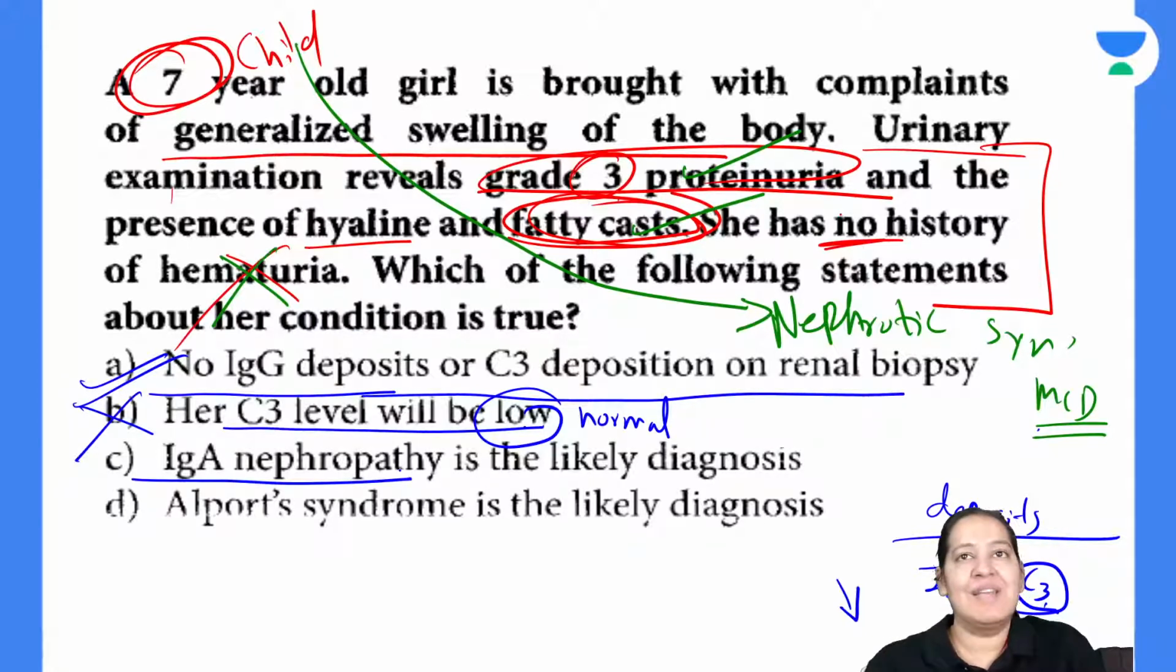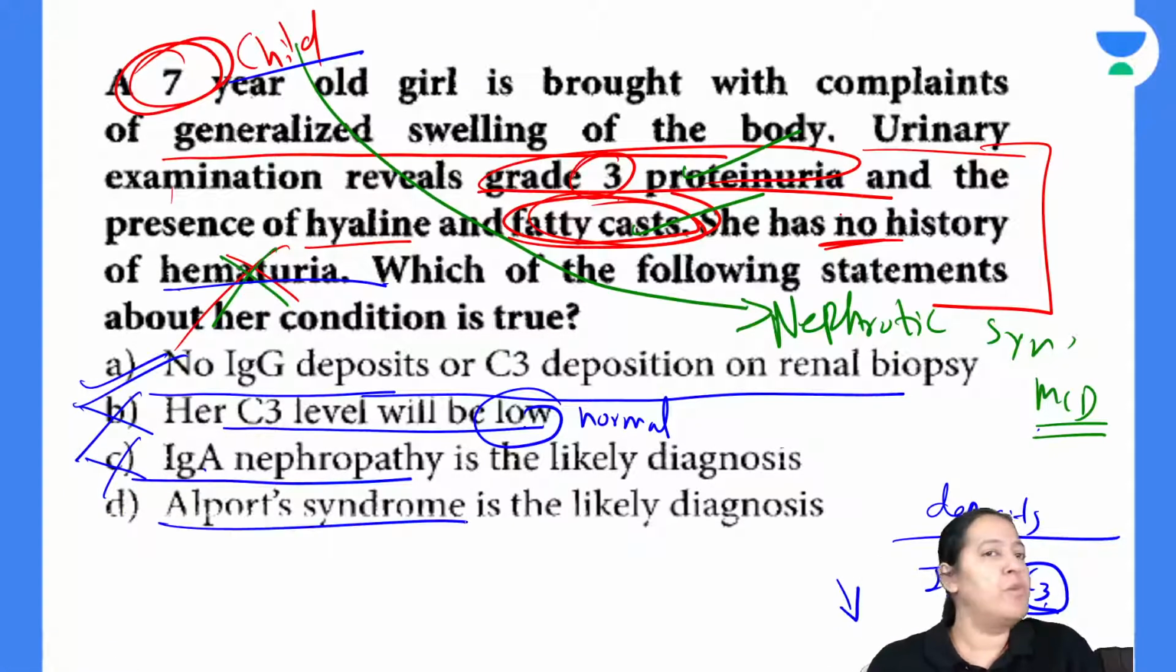IgA nephropathy is the diagnosis? No, my diagnosis is MCD, not IgA. IgA occurs in adults, though it can occur in children also. But in IgA there is nephritic syndrome, so the patient will have hematuria. Hematuria is a feature of IgA. So that's why I'm ruling out IgA, right?